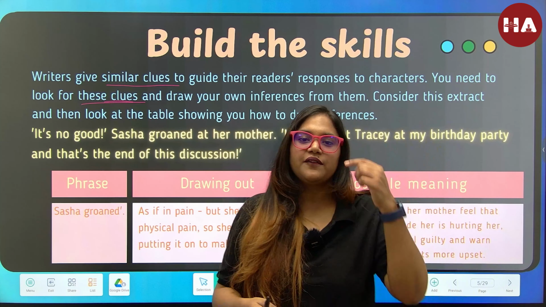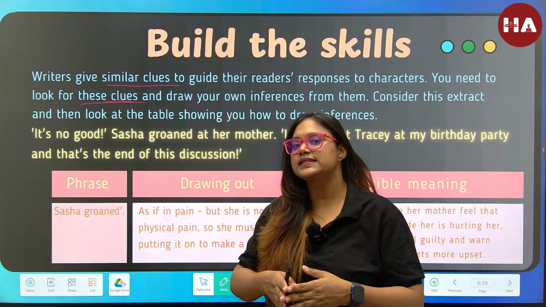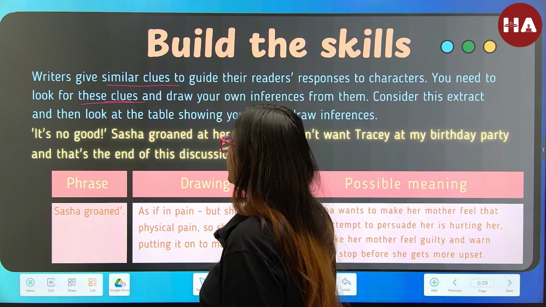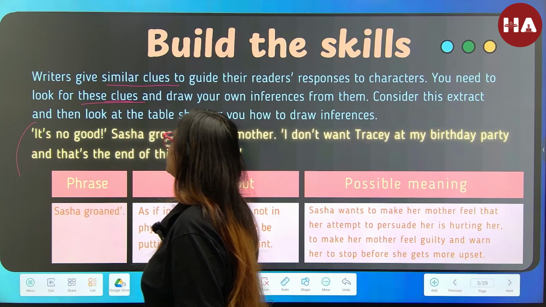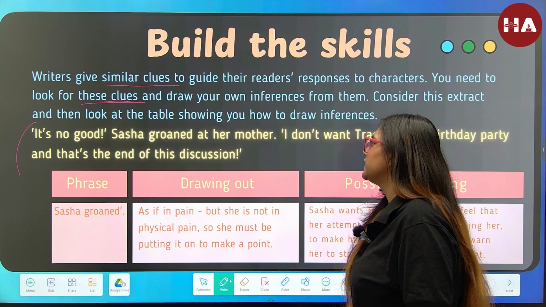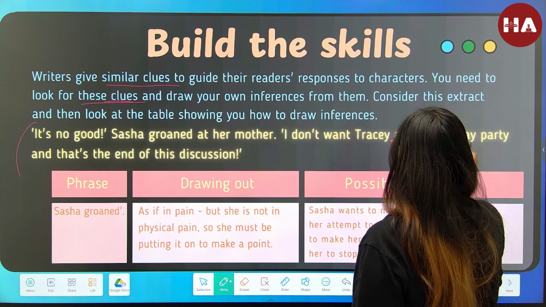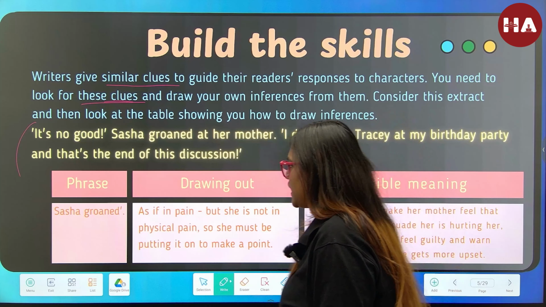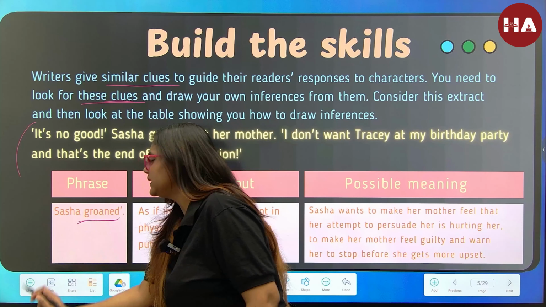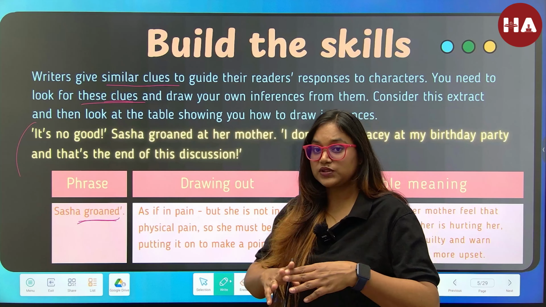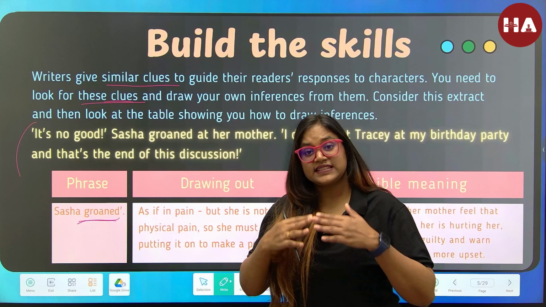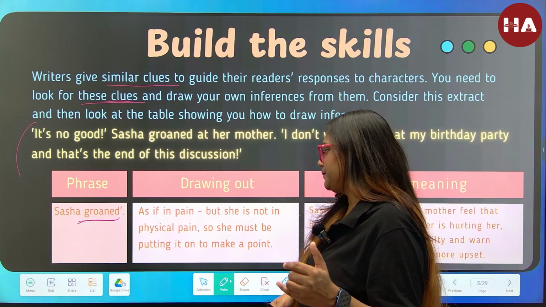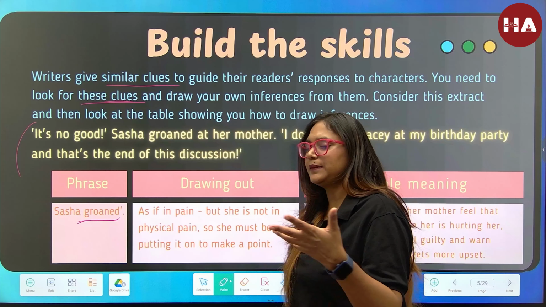I hope you would have read these two lines and you would have seen the table too. Let's see. So the extract goes like, "It is no good," Sasha groaned at her mother. "I don't want Tracy at my birthday party. And that is the end of this discussion." Let's see, what does the phrase groaned mean here? Sasha groaned. So this implies something. This tells us something indirectly. This is what implied means, or this is what implicit means.